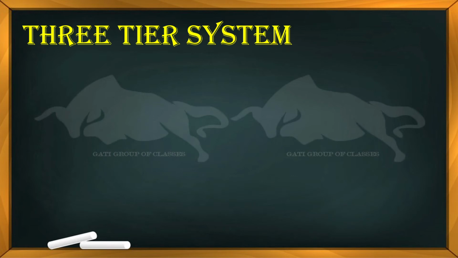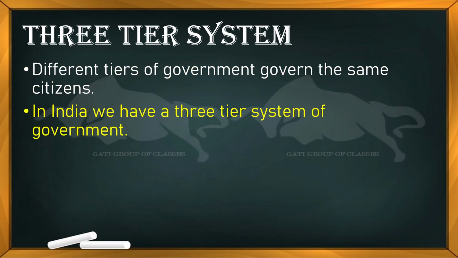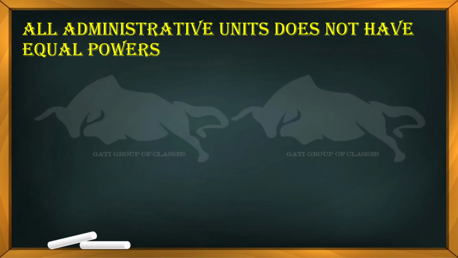Now the next topic is the three-tier system. Different tiers of government govern the same citizens. In India, we have a three-tier system, as we already know: union government, state government, and local self-government. Now the next point is that all administrative units do not have equal powers.